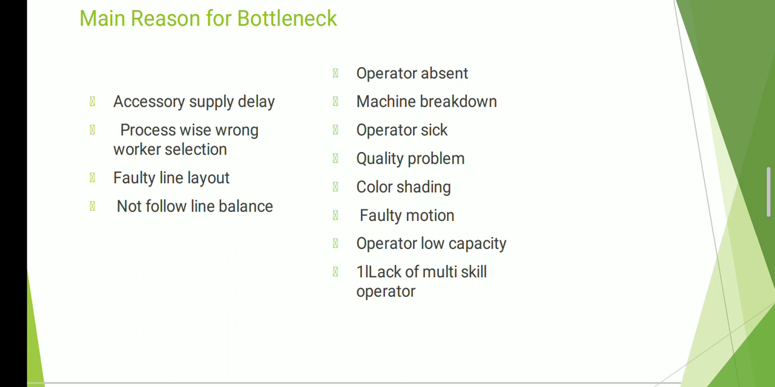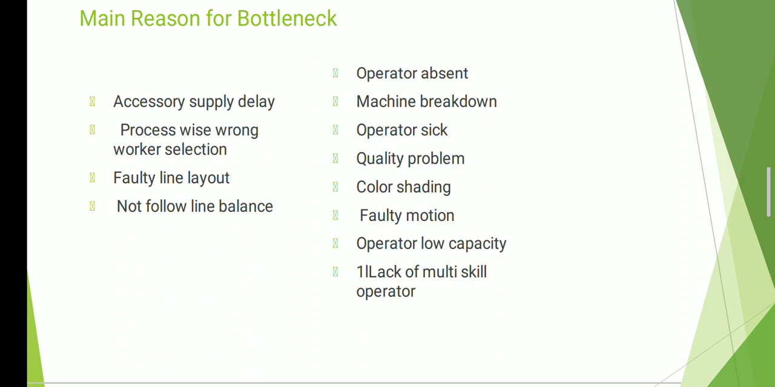Faulty line layout: when production people or mechanics do the line layout, this problem arises because I can do the layout in a scientific way, but they don't. Not following the line balance: after the line layout, you should balance the line as soon as possible. Operator absent: when an operator leaves, you should have a backup plan. When absent with no backup plan, a low skill operator does the process and creates a bottleneck.